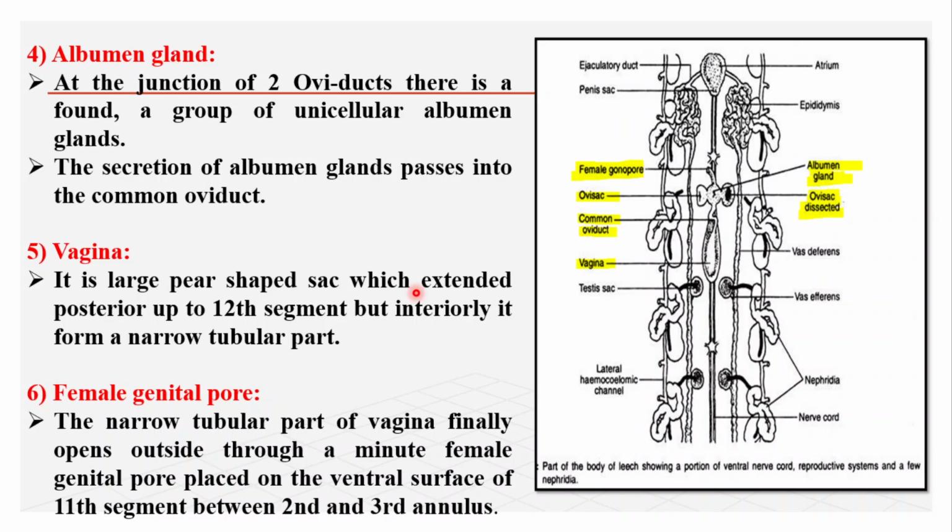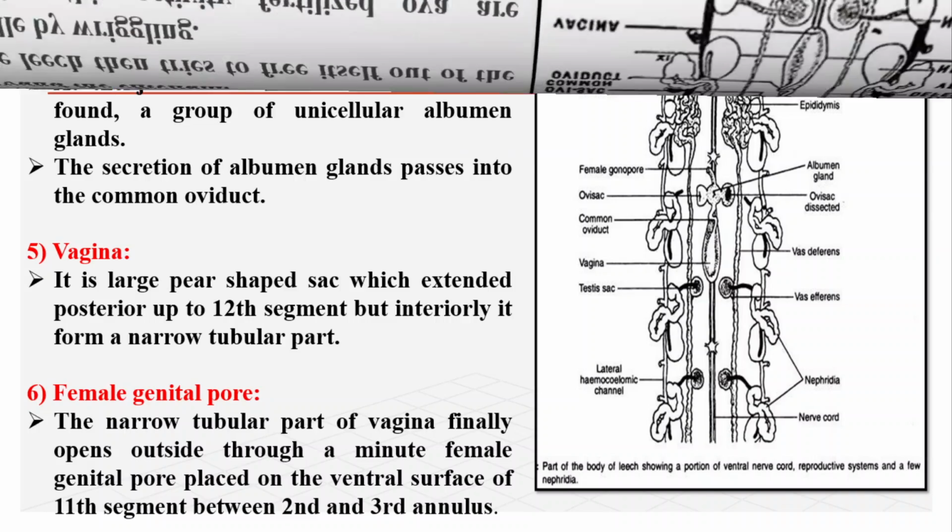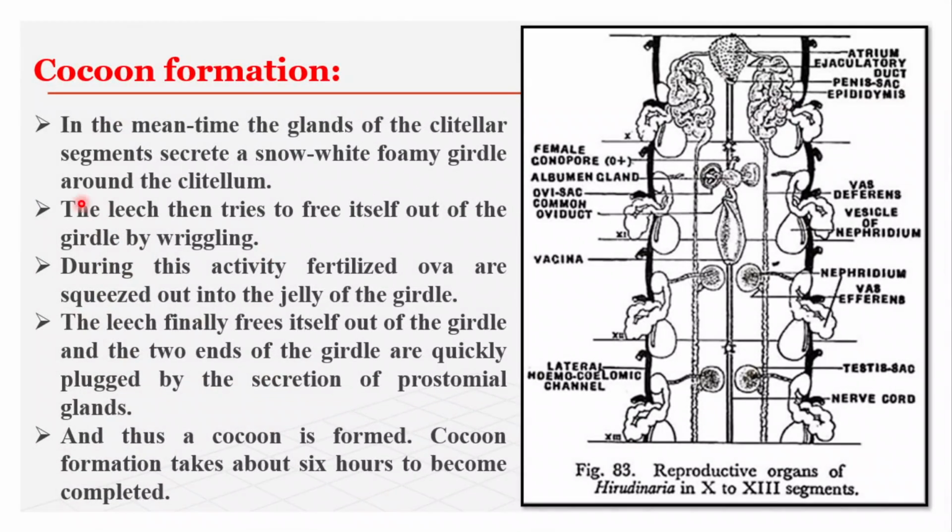Now let's see the next one. Now cocoon formation. Here cocoon, I have told you that cocoon is a structure or hard chitinous covering in which a number of eggs are stored till the hatching of eggs or till the hatching of the larva. So how does the cocoon formation take place in leech?